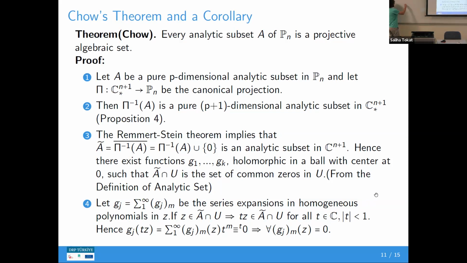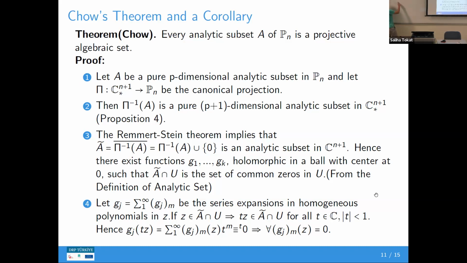π⁻¹(A). This is an analytic subset in C^(n+1)*, and the theorem says if the dimension of {0} is smaller than p+1, which it is of course, we can say that the closure of this set is an analytic subset in C^(n+1). If you take the closure and it does not contain 0, then this is an analytic subset of C^(n+1), but if it contains 0, you need to add the 0 to the closure.